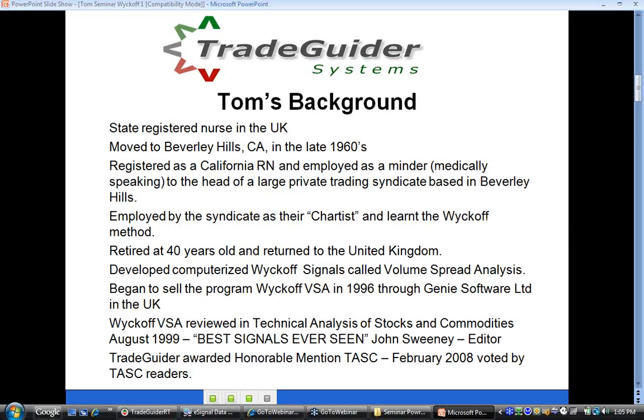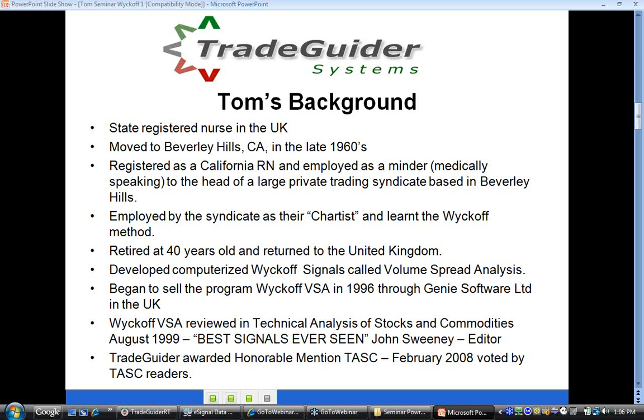Professional money drives the markets. This is a bit about Tom and his background. He originally was a state-registered nurse in England, and he moved to California in the 60s. He then became a registered nurse and was employed as a minder, and I say that medically speaking, to the head of a large syndicate based in Beverly Hills. In those days, there were 330 syndicates in and around America controlling a great deal of money.